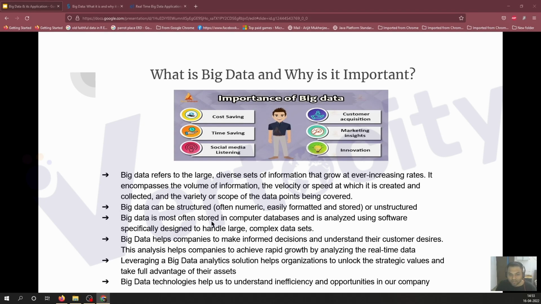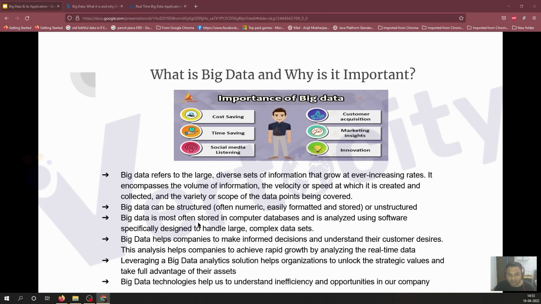So let's look at some of the other points. Big data is often stored in computer databases, and there is very specialized software which handles such large and complex data sets. Because, as you might be aware, an Excel sheet cannot have more than 10 million rows in it. It is simply going to crash. And there is a similar cap on the number of columns that you can have in an Excel sheet. So you cannot simply view it using normal software that we use for our day-to-day use cases. You need specialized software for that, and we will go through it.